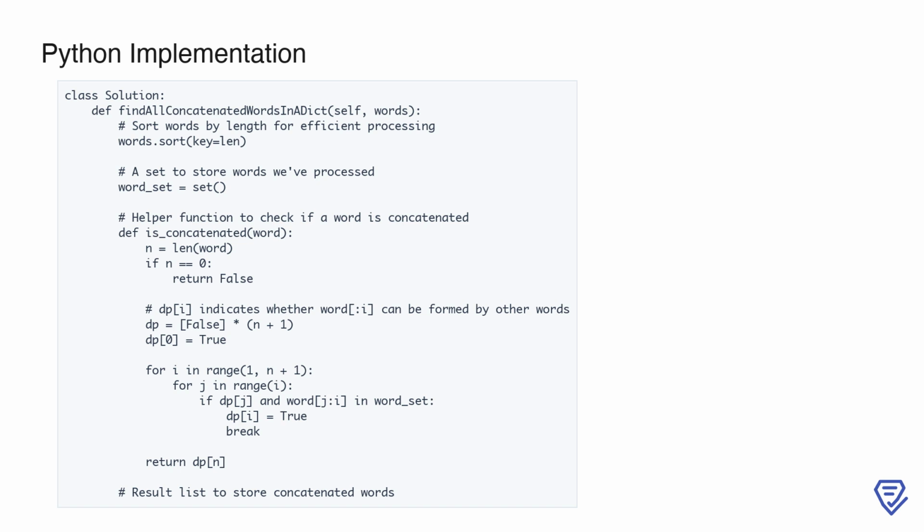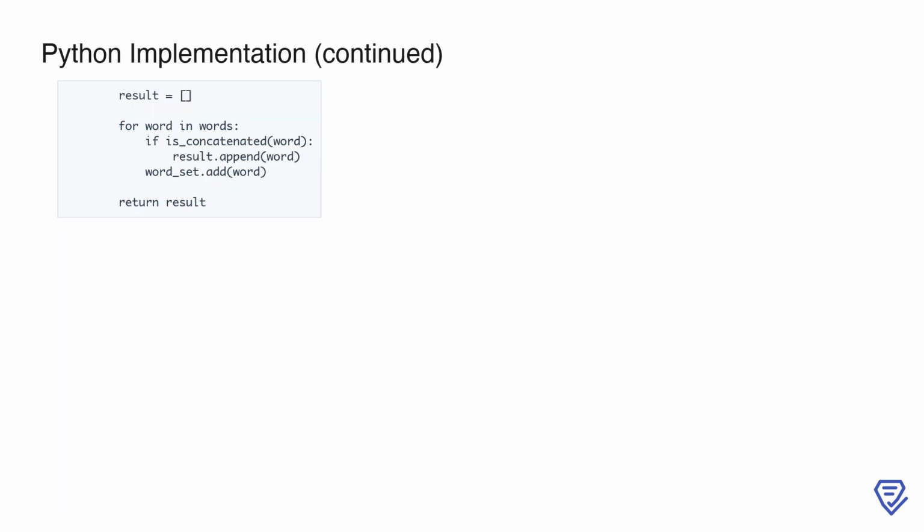Now, we initialize an empty list called result to store the concatenated words that we discover. For each word in the sorted list, we call the is_concatenated function to determine if the word can be formed by combining other words from the word_set. If the function returns true, the word is added to the result list. Regardless of whether the word is concatenated or not, it is then added to word_set so that it can be used to form longer words in subsequent iterations. After processing all the words, we return the result list, which contains all the concatenated words found in the input.